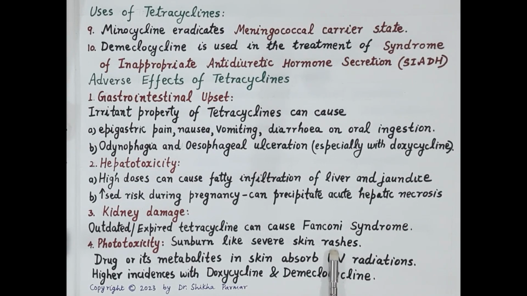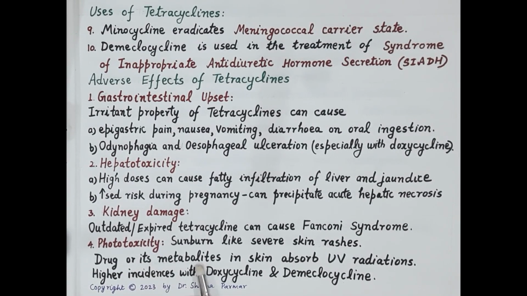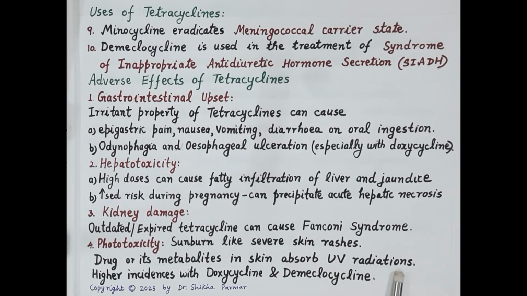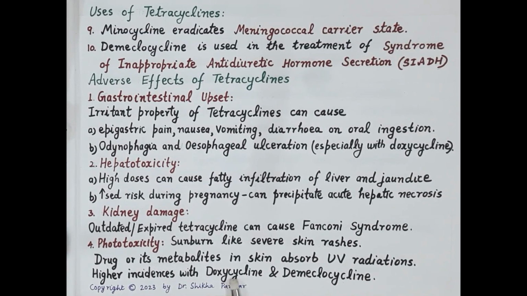So, when the body comes in contact with the sun rays after consuming tetracycline, this can result in phototoxicity. Now, phototoxicity occurs because the drug or its metabolites in the skin absorb UV radiations. Now, very important, higher incidences of phototoxicity have been observed with doxycycline and demeclocycline.